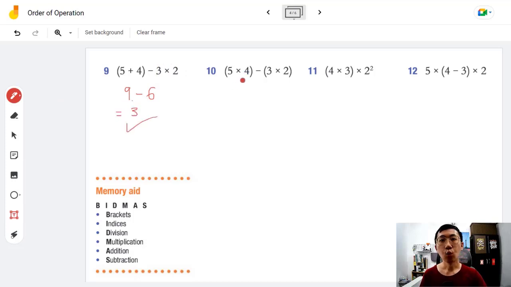Alright, number 10. Ooh, double bracket. So let's solve whatever is inside the bracket. Here 20 plus 5 times 4 minus, copy back. Here 3 times 2, solve the bracket, 6. Now do 20 minus 6, that's going to get you 14. Done.